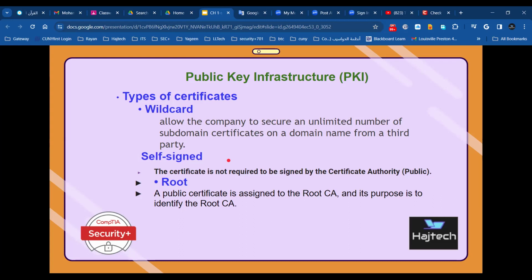ثالث اننا root، وده شنو؟ public certificates assigned to the root of certificate authority, and its purpose is used for identity the root certificate authority. ده بكون for public.